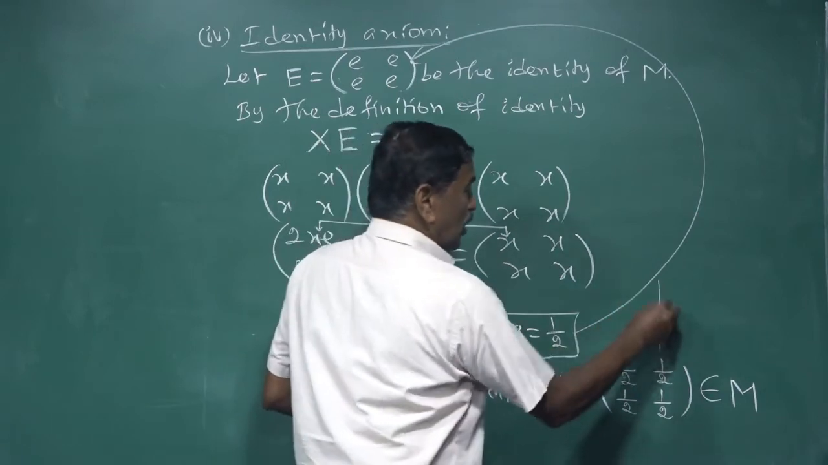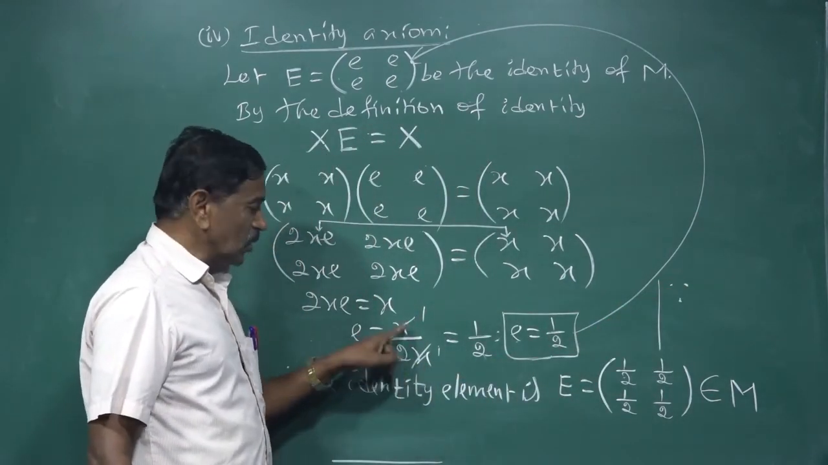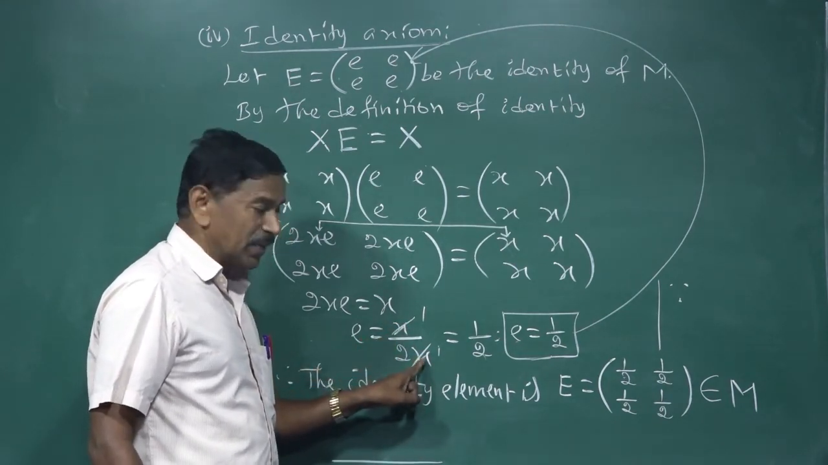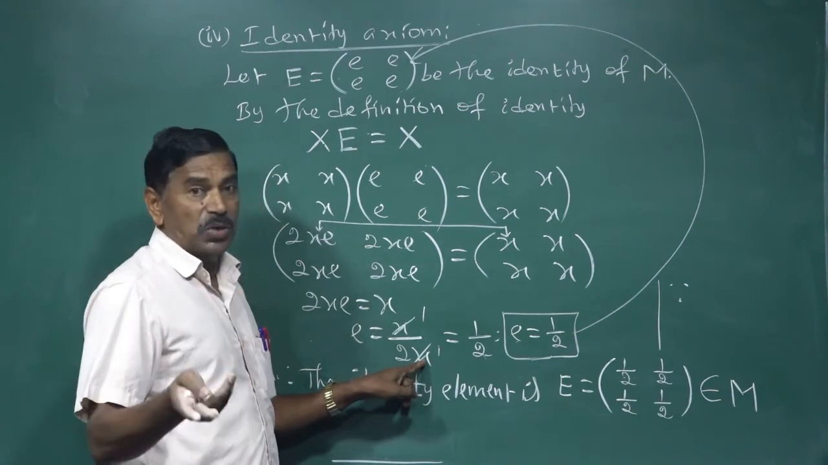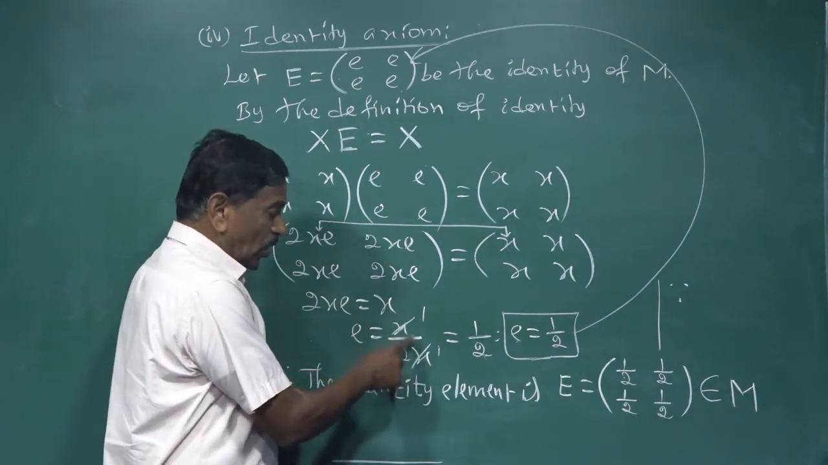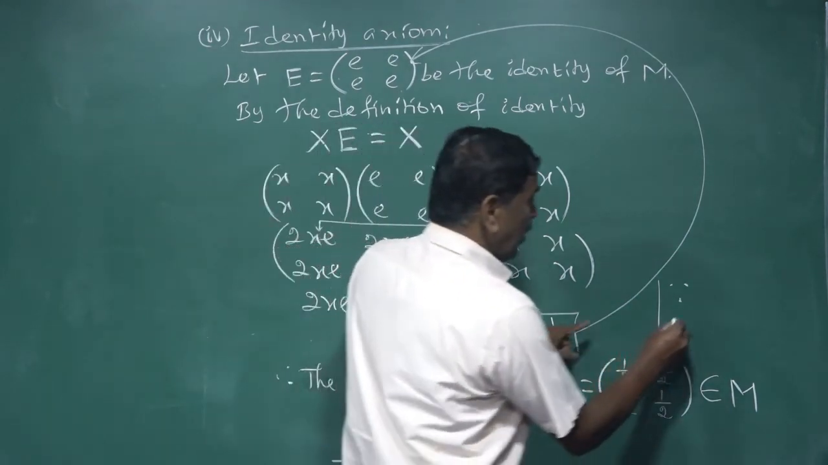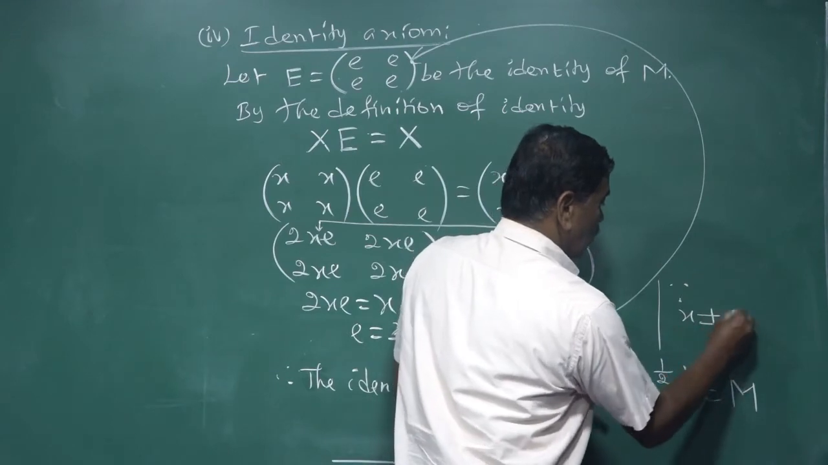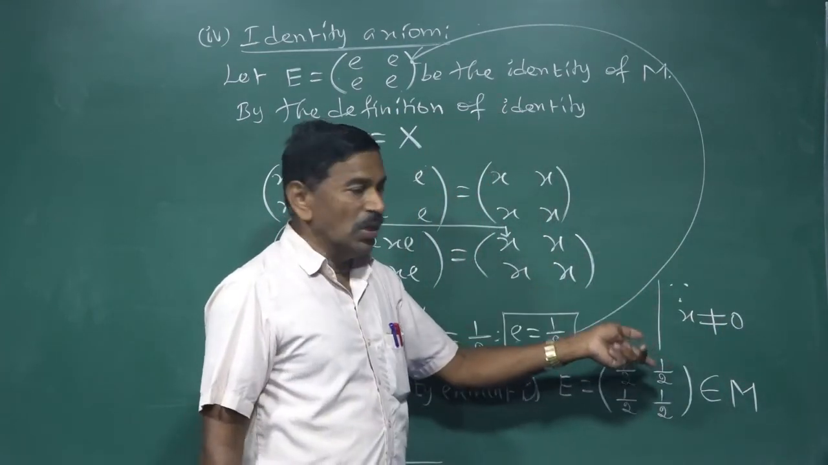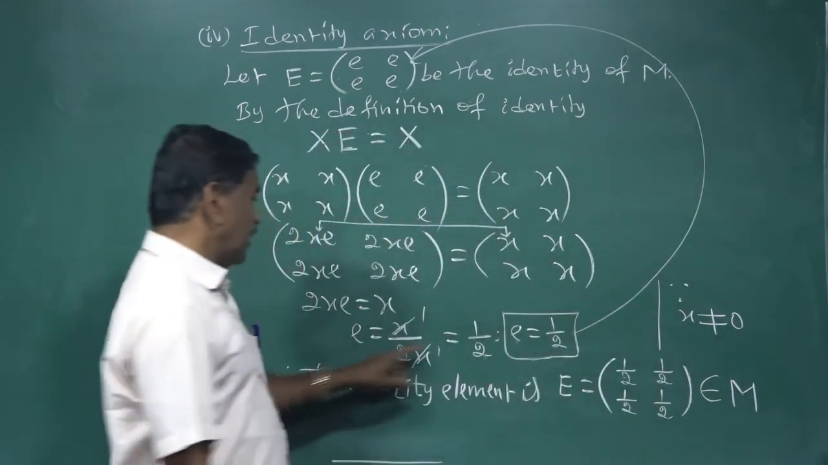Also listen, here one time x over one time x, so e is equal to 1 by 2. Remember this denominator x is not equal to 0, because if x is equal to 0, you get 0 by 0, which is an indeterminate form. That is why x is not equal to 0, or x belongs to R minus 0. That is important. Now the identity element is ready.